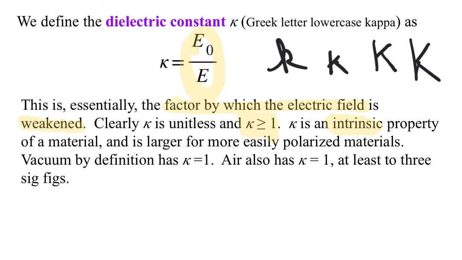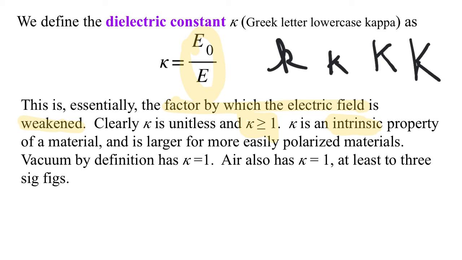It will be larger for more easily polarized materials. Things that can more easily be spread out or rearranged like that will tend to have higher kappas. By definition, the vacuum has kappa of 1. You can see that since E0 is the vacuum field and E is the actual field. If my actual field is the vacuum field, kappa is 1. And air has kappa equal to 1 at least out to 3 decimal places.